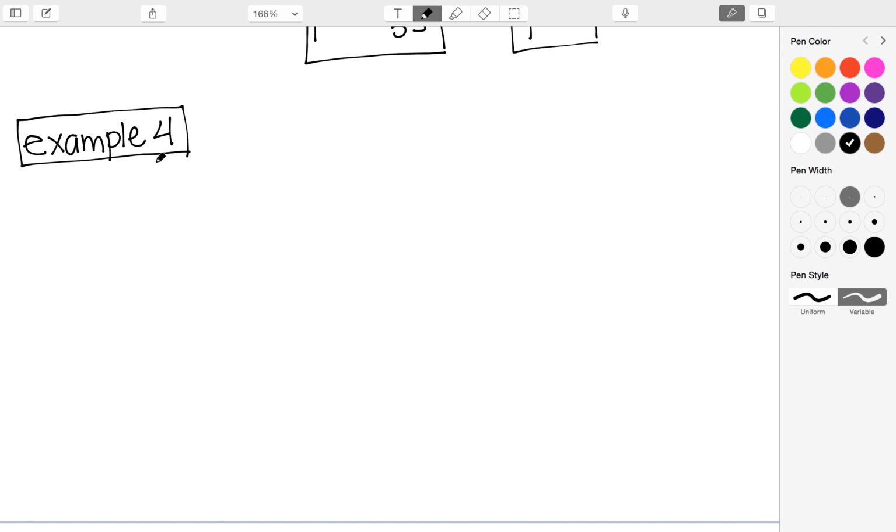Okay, example 4. We're going to do 100/7 equals 100/14 times x. Okay, so my x is now on the right-hand side again, so I need to get rid of this 100/14. It is a fraction, it's being multiplied.